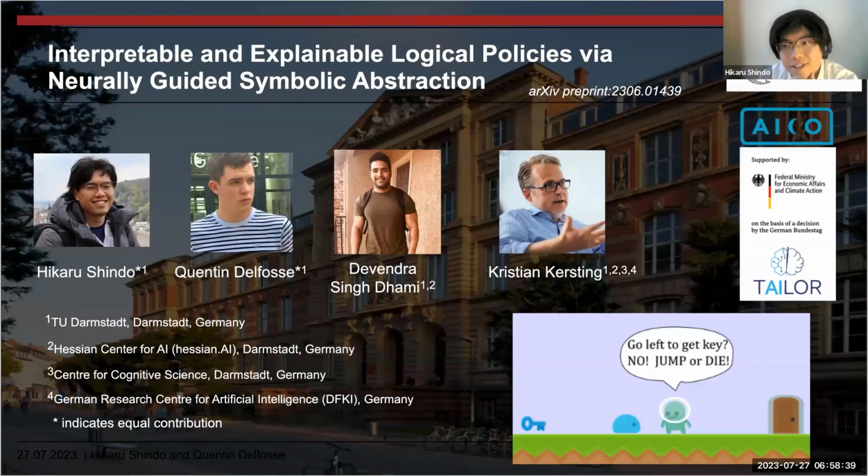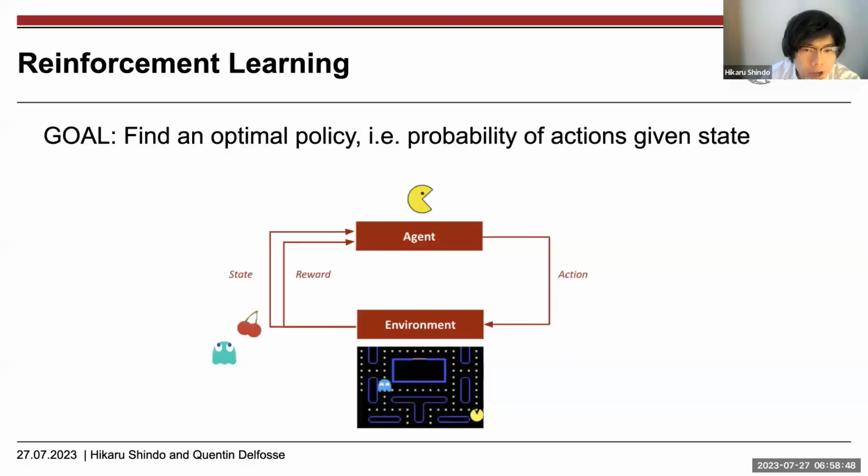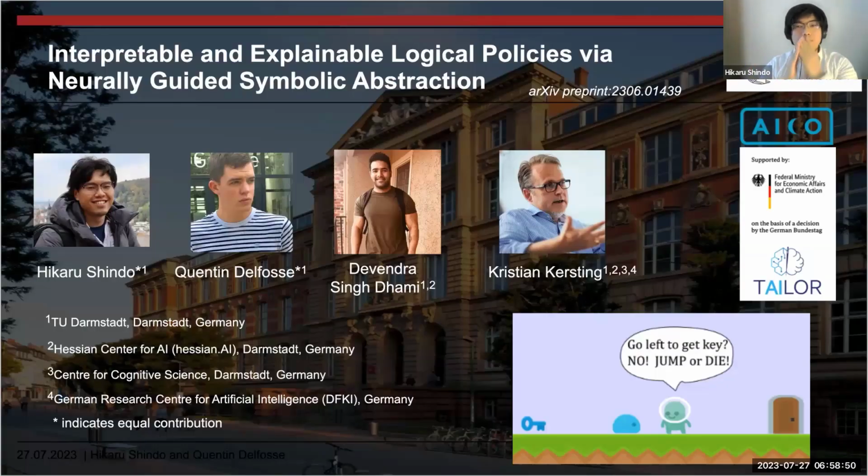We prepared slides, removing very macro technical details to give the overview, so it should be fine. This work's paper title is Interpretable and Explainable Logical Policies via Neurally Guided Symbolic Abstractions. We aim to establish reinforcement learning agents that are interpretable and explainable by combining differentiable logic, reasoning, and learning on top of the reinforcement learning frameworks.